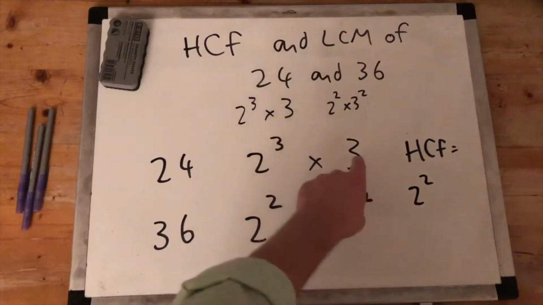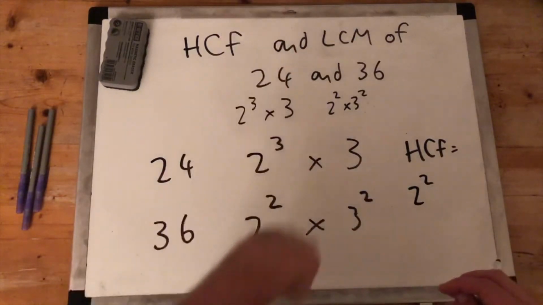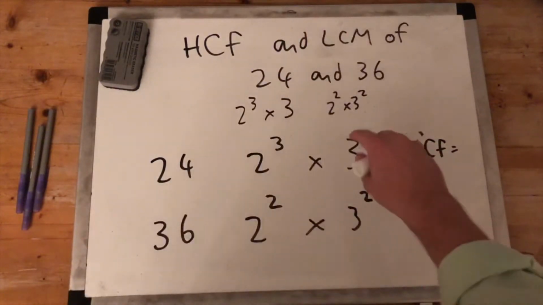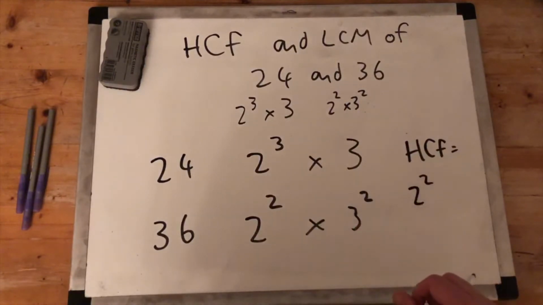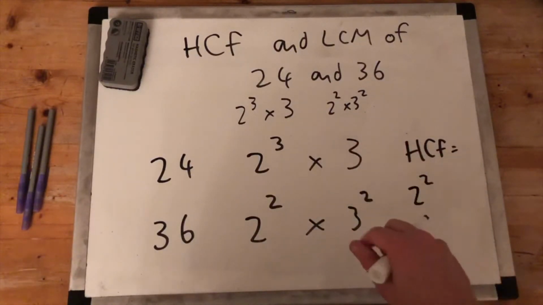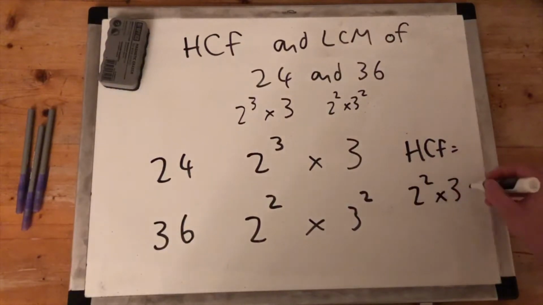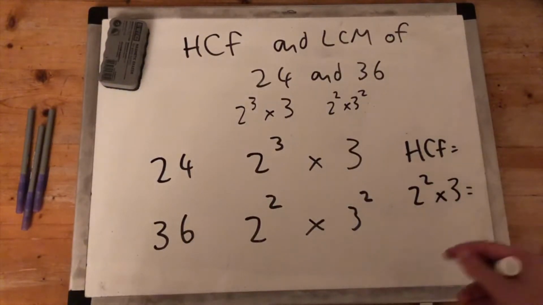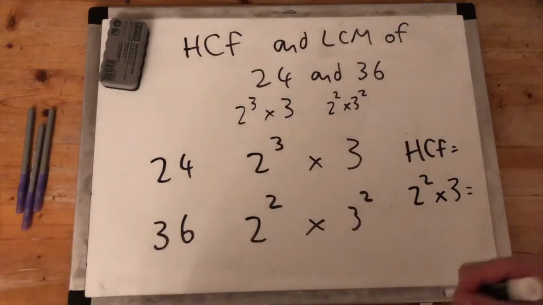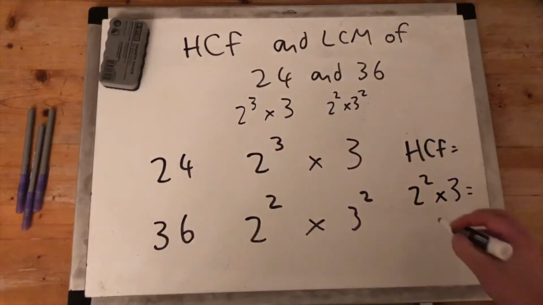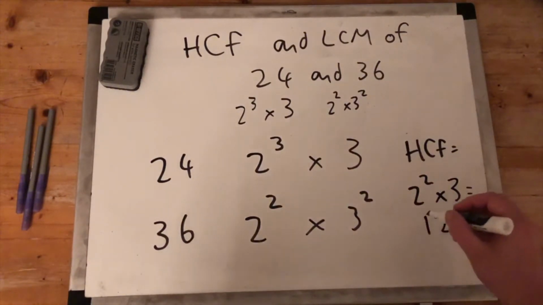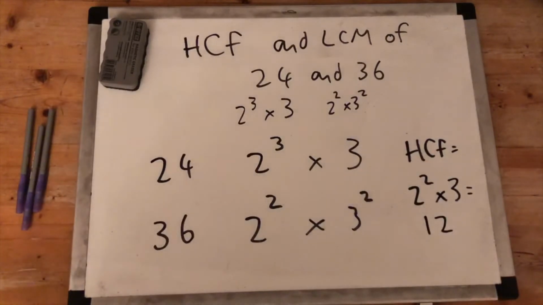3 or 3 squared, we're taking the lowest one from each column, which is lower, 3 or 3 squared? Well, 3 is going to be smaller than 3 times 3. So our HCF, 2 squared times 3. 2 times 2 times 3. 2 times 2 is 4. 4 times 3 is 12. So our HCF is 12.